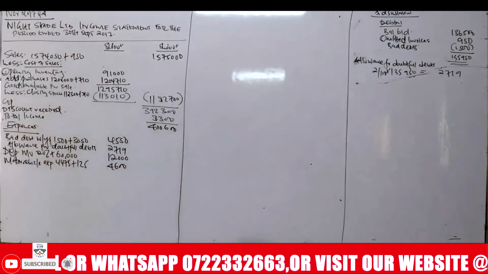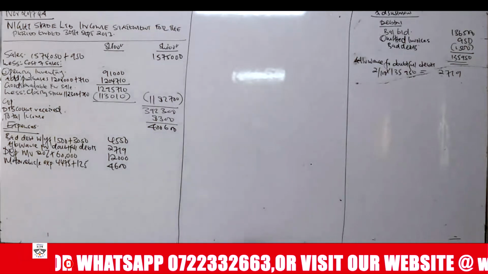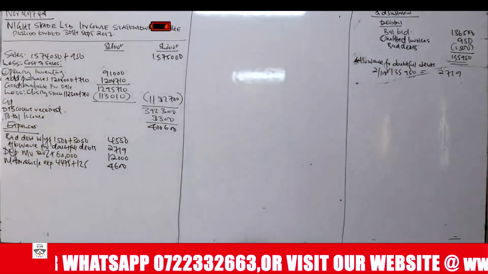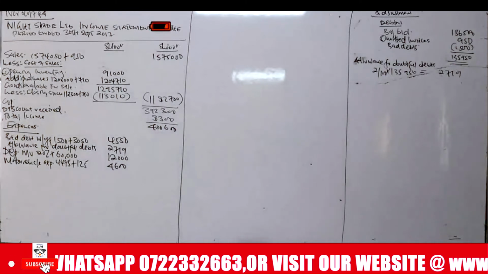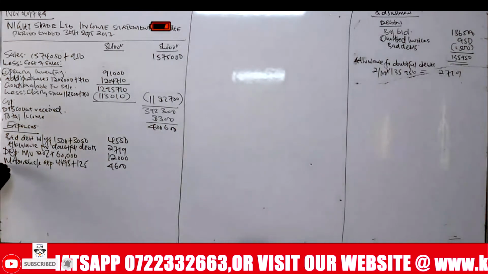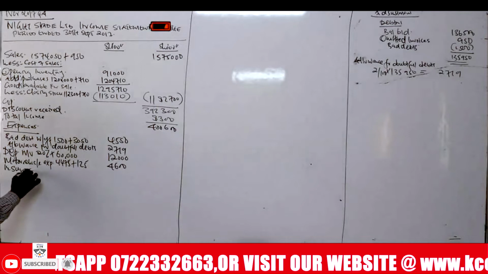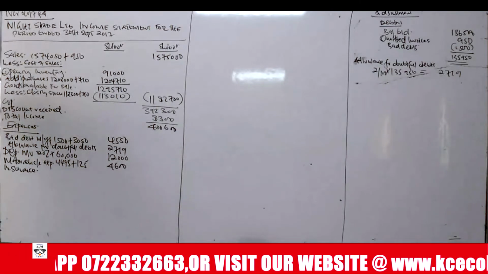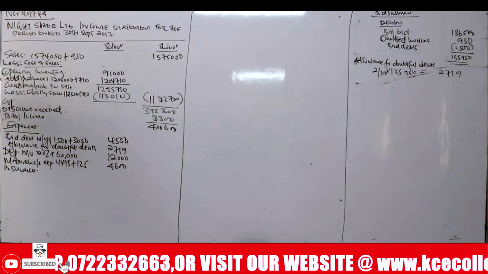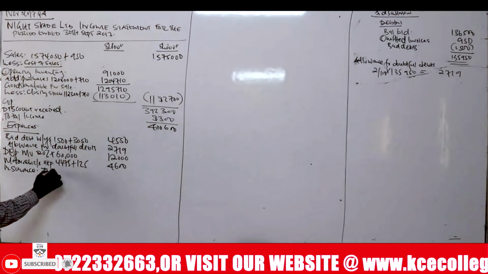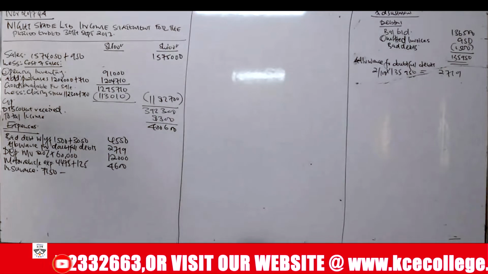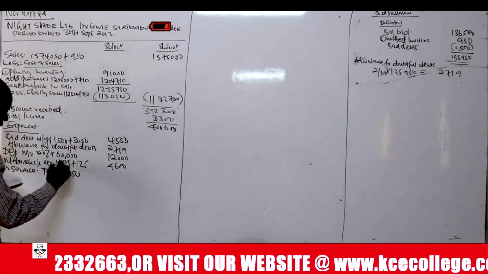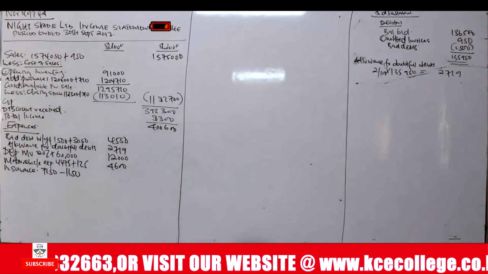And then we also have insurance, while prepaid insurance amounted to. So we have insurance here. The one that is paid is how much? 71. And then we deduct the prepayment. Prepayment is how much? 1150.